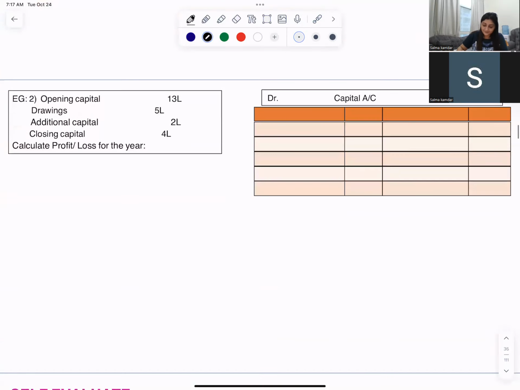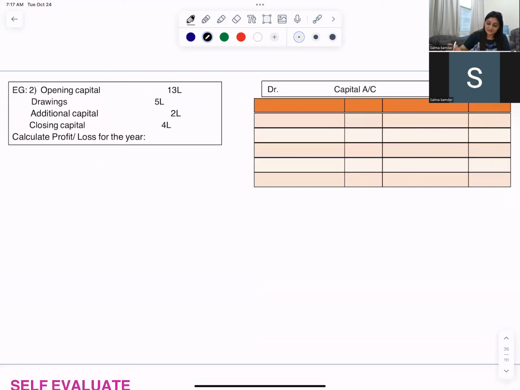Look at the next sum. Try doing it yourself. You can see the screen.